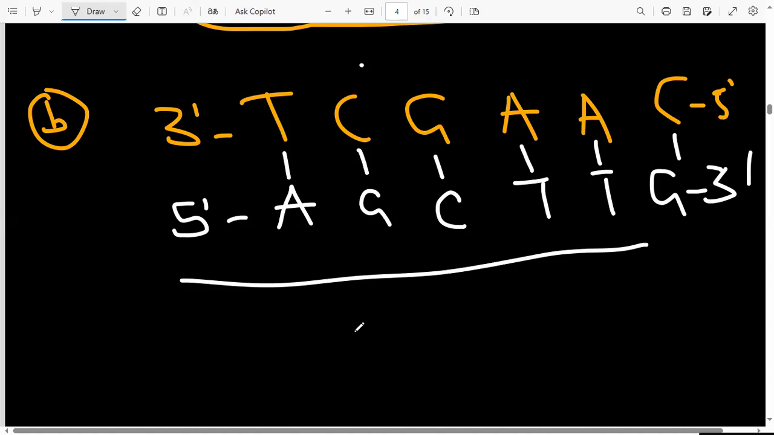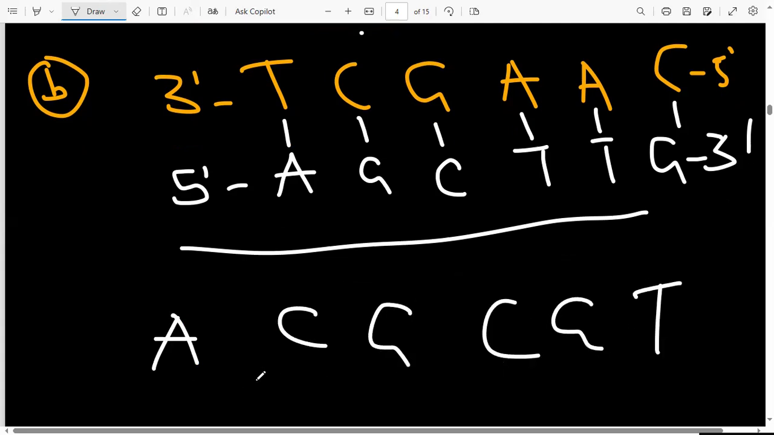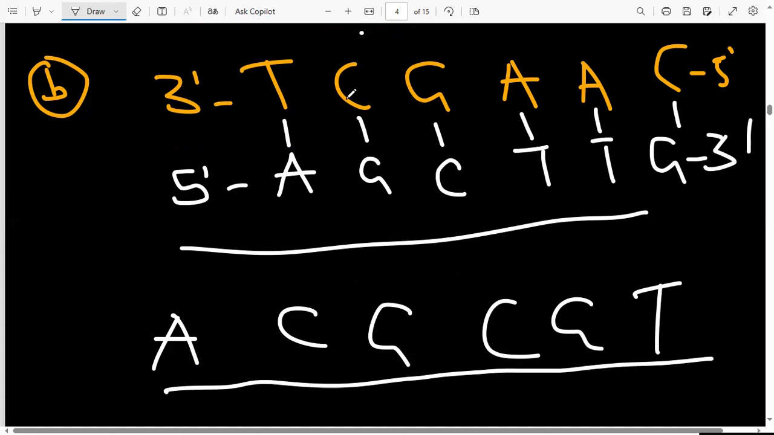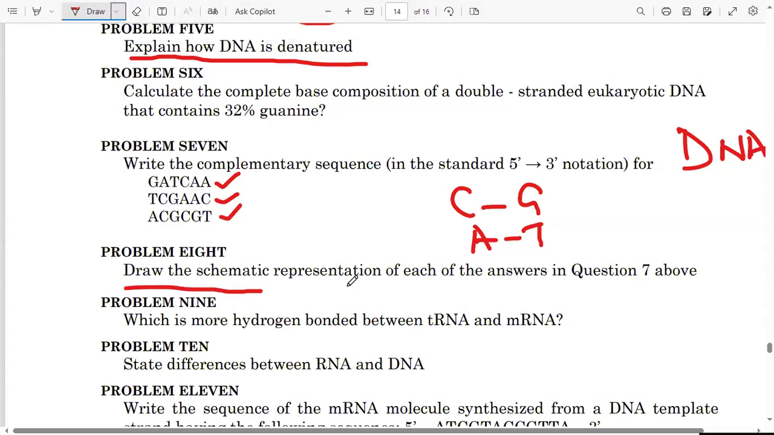Okay, and then the other one, I'm sure you can eat it. We have something like A, C, G, A, G, T. Okay, so this one here, you can complete it on your own. Okay, and then the follow-up question is the same question. They're just saying draw the schematic representation of each of the following answers in question 7 above.